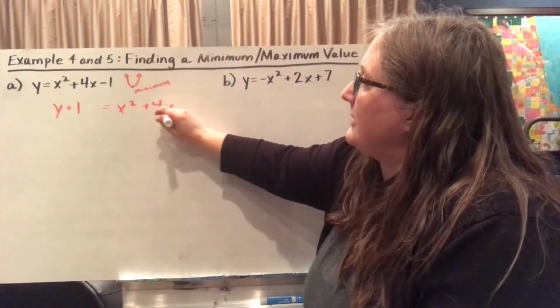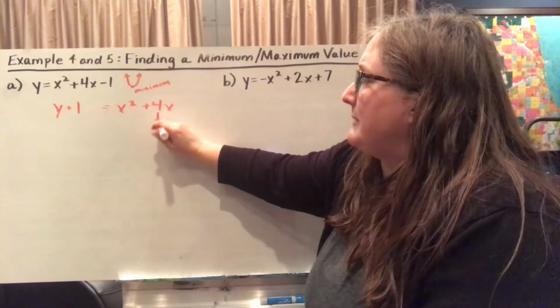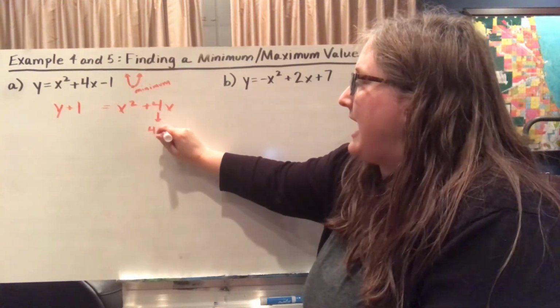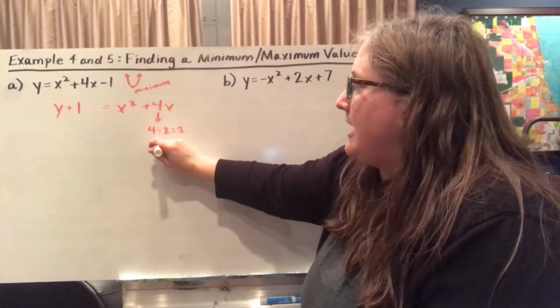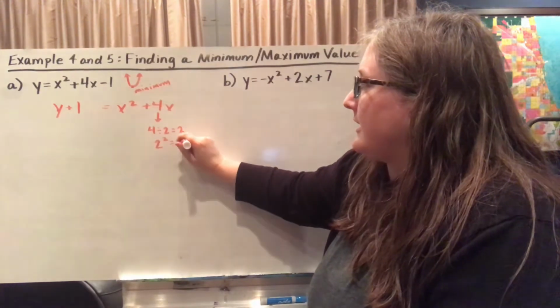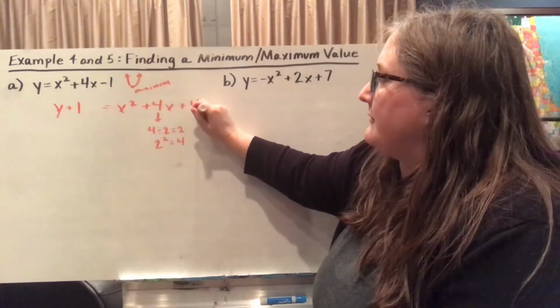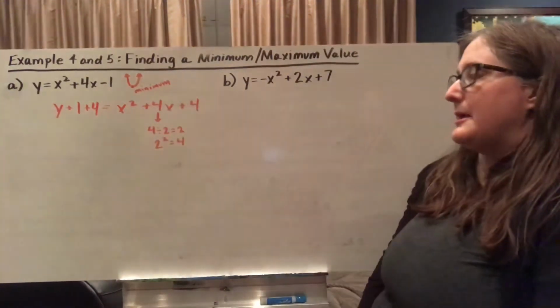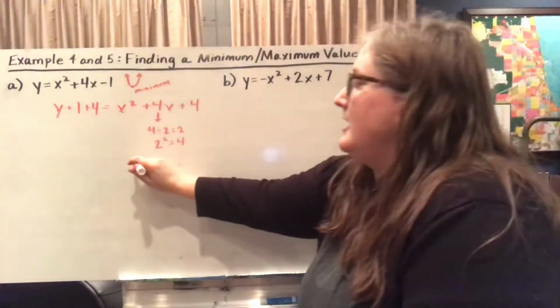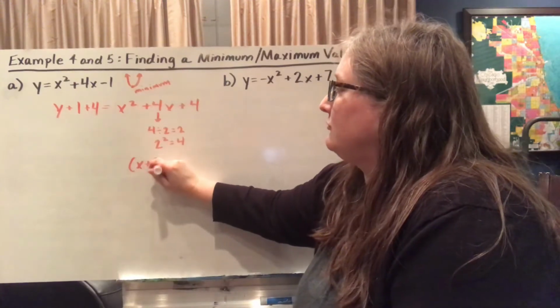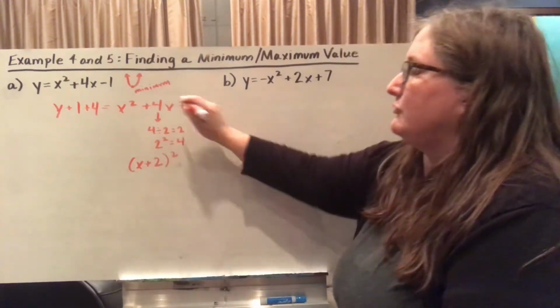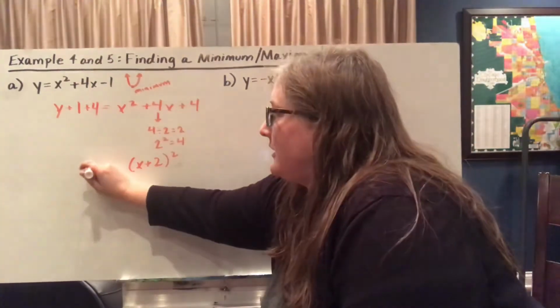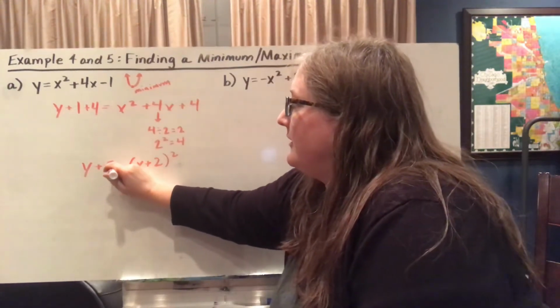Okay, so I want to complete my square. So here's my b value. I want to take half of that, which is 2, and then square it, and I get 4. So I'm going to add on 4 here. And this is going to become a perfect square binomial, x plus 2 squared, because 2 times 2 is 4, and 2 plus 2 is 4. And over here I now have y plus 5.